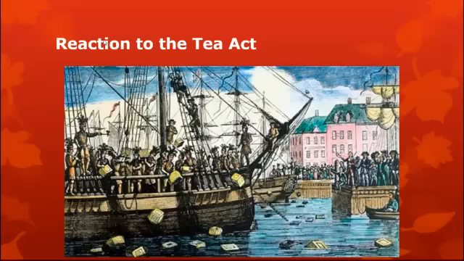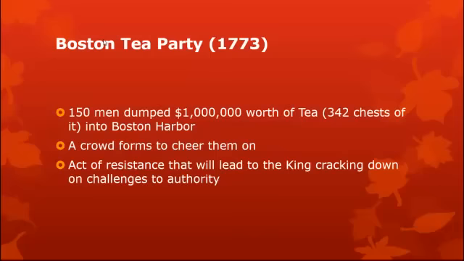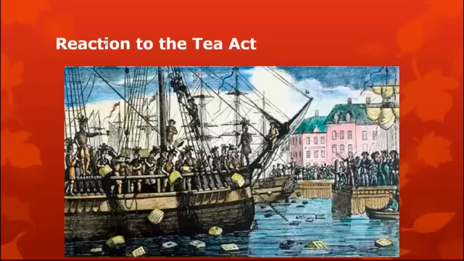Though it wasn't much of a party, because it involved 150 men dumping out about $1 million worth of tea, a lot of money lost, into Boston Harbor. And actually, as you can see, a crowd turns out to see these people dump the tea. They dress up in costume so that the Sons of Liberty who carry out this act will not be able to be identified. They actually dress up as Native Americans.